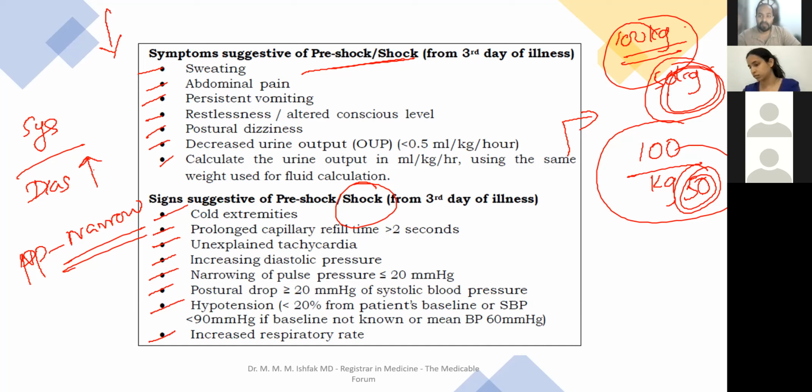Then later only you go into decompensated shock where your systolic blood pressure falls. Once the systolic blood pressure falls, it is a roller coaster ride downhill, a rapid progression of events leading into multi-organ dysfunction syndrome and death. All right.